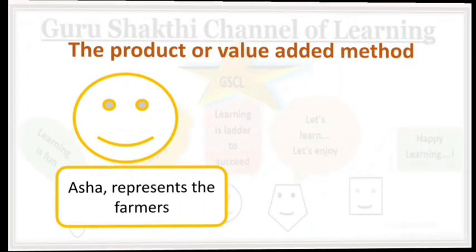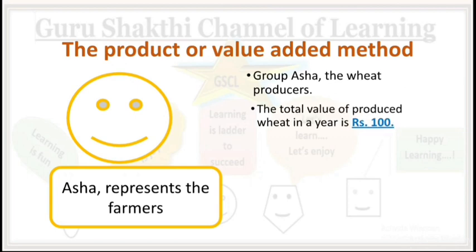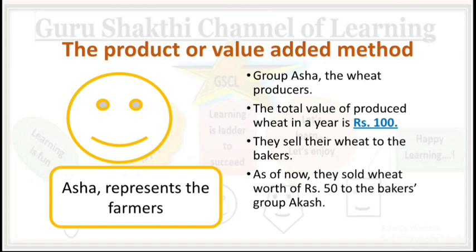Group Asha is producing wheat. They grow wheat plants, and in a year they are able to get a yield worth rupees 100. The total value of produced wheat by them is rupees 100. A part of it they sell to the bakers group. The part that they sell is worth rupees 50.